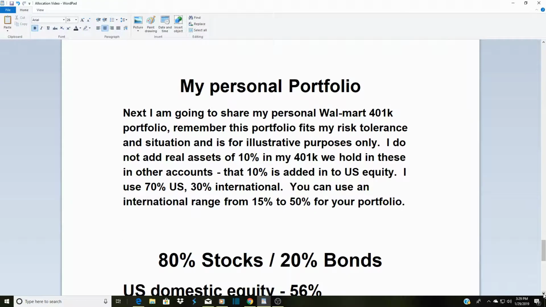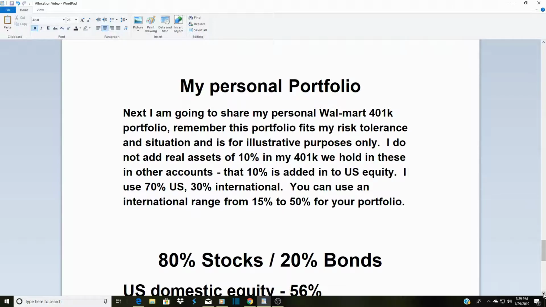Then finally, I'm going to share my personal Walmart 401k portfolio. Just keep in mind that this portfolio fits my risk tolerance and my situation, and it's just more for illustrative purposes only. I'm going to tell you why I did the things I did, what other factors went into my portfolio. I do not add the real assets of the 10% in my 401k. We have other portfolios, so we hold these in other accounts.